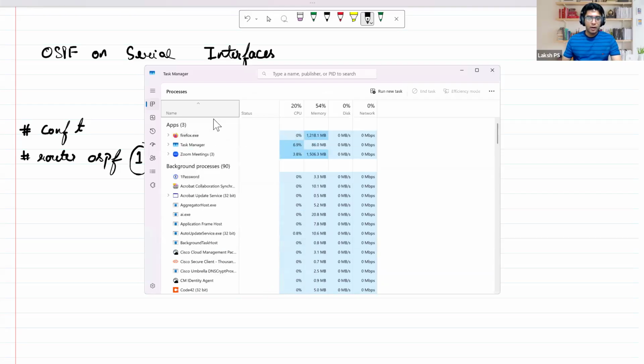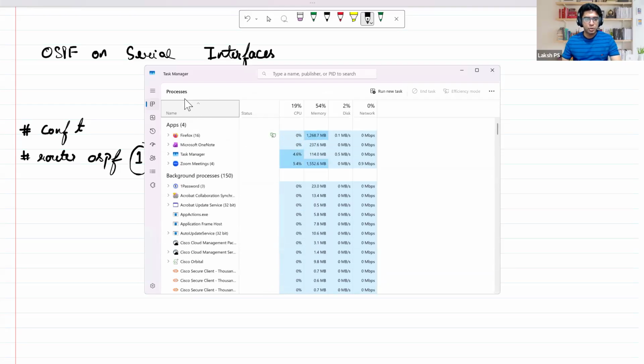So you see, on my task manager, you can see there are so many processes running: Firefox, Microsoft OneNote, Task Manager, Zoom meeting, and many other processes on my system. Obviously, in the background, these processes have some kind of number or ID, right? When we are talking from a RAM perspective, how much CPU utilization is happening? You can see 53% memory is consumed by my system.